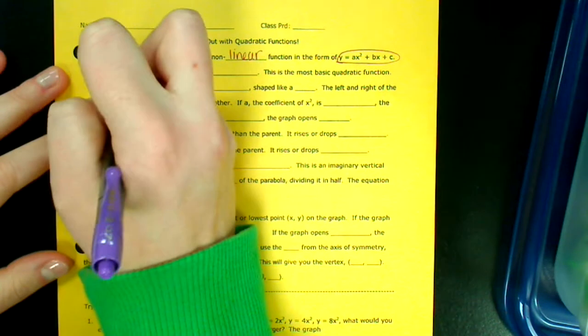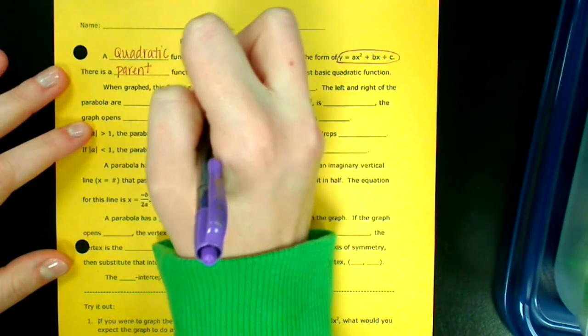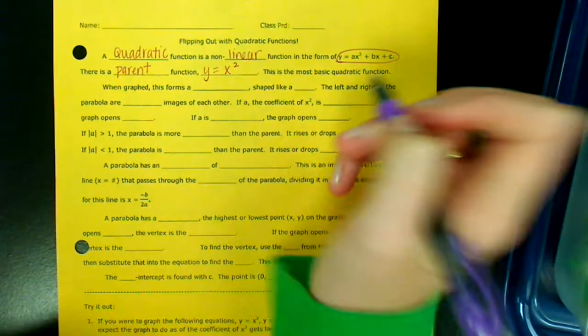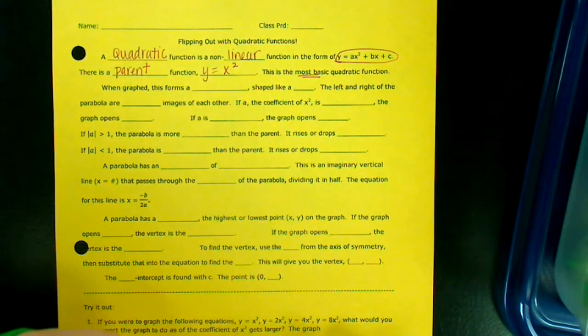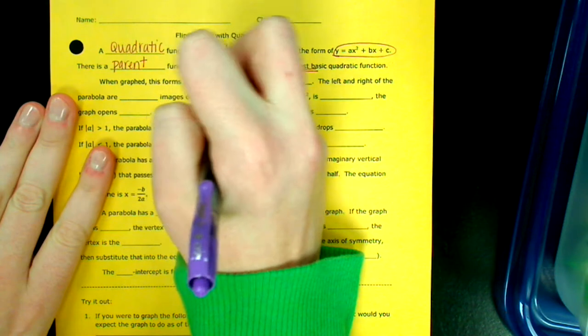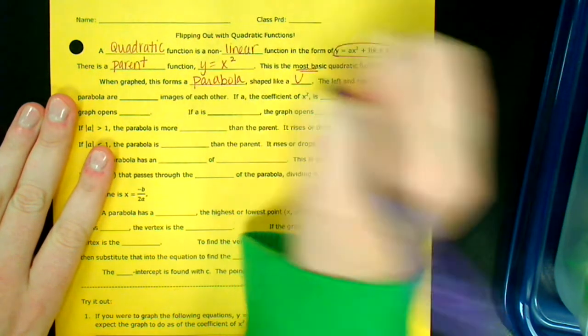So we do have a parent function, just like we did with linear functions. The parent function is y equals x squared. Remember, the parent function is the most basic function of quadratics. So when we graph quadratics, we form something called a parabola. And a parabola is U-shaped.